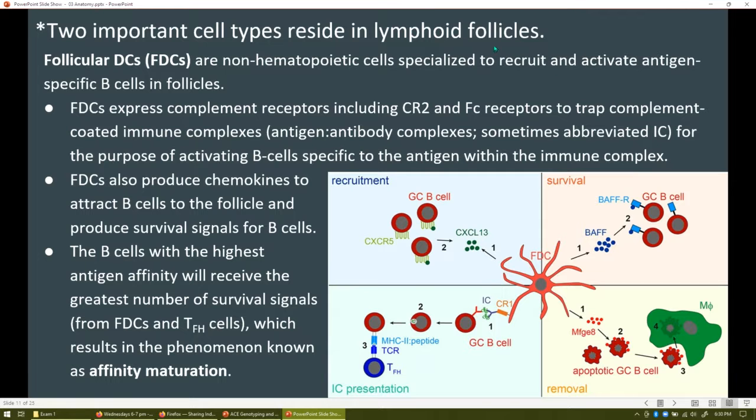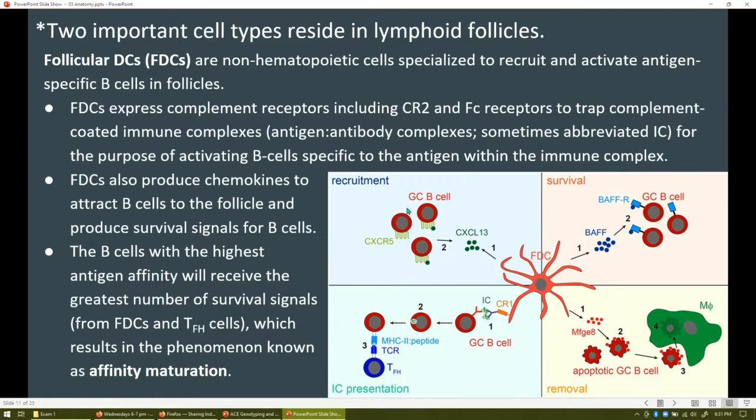Mostly they're hanging out in the follicles where they're hoping a B cell can come and bind to some antigens on their surface. So they express complement receptors like CR2, and they express Fc receptors for antibody-coated things. This helps trap complement-coated immune complexes, and an immune complex is an antigen-antibody complex, for the purpose of activating B cells that are specific to the antigen within the immune complex.